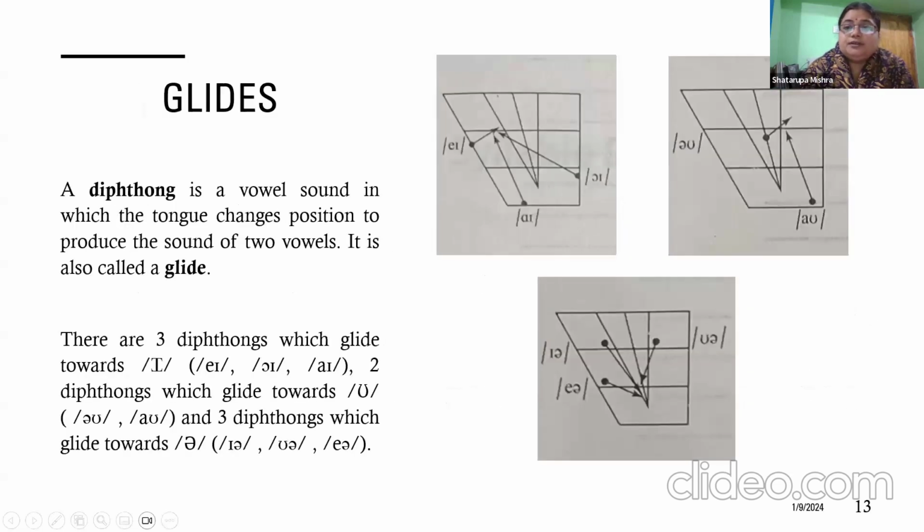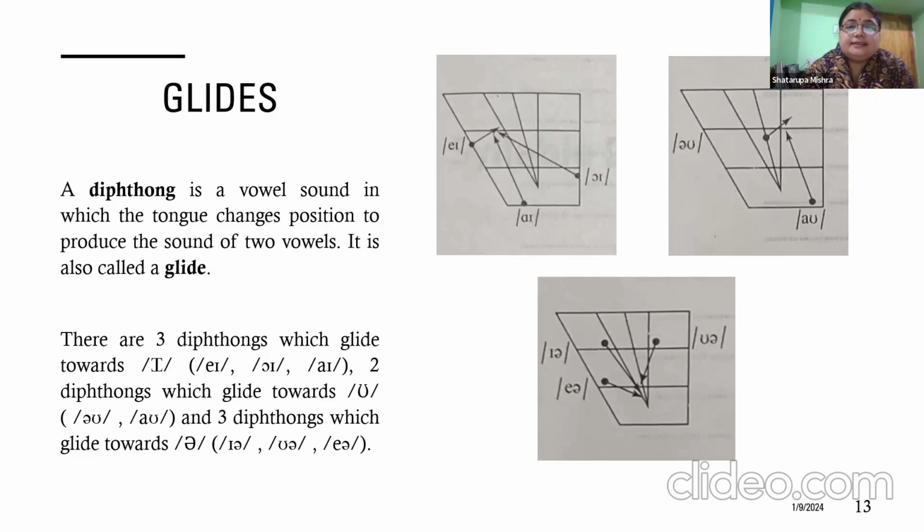Now we will go to diphthongs. So now we have completed the description of monophthongs. We will move on to diphthongs or glides, which move from one vowel sound to another, and that is considered to be one unit of sound. Okay. So a diphthong is a vowel sound in which the tongue changes position to produce the sound of two vowels, but it is taken as a combined unit. Okay. It is also called a glide. Glide refers to that movement, shift in position of the tongue.